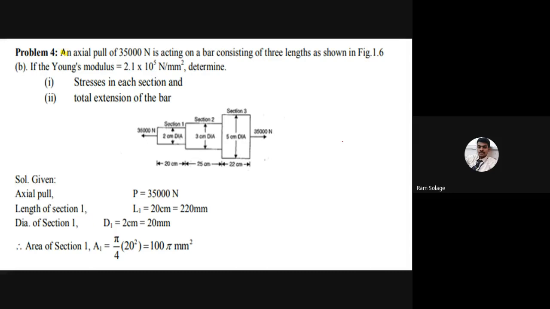Write down the problem. The axial pull of 35,000 Newton, that is the load, is acting on a bar consisting of three lengths. That means they are giving three sections of different length.